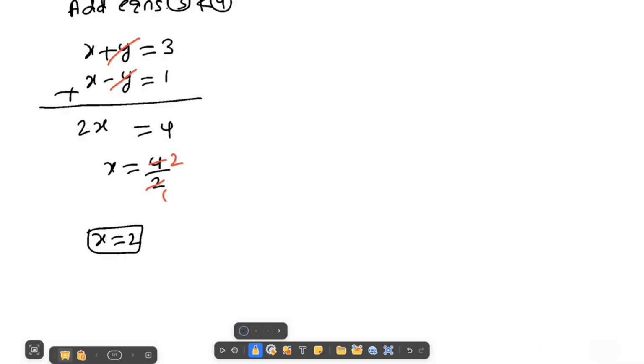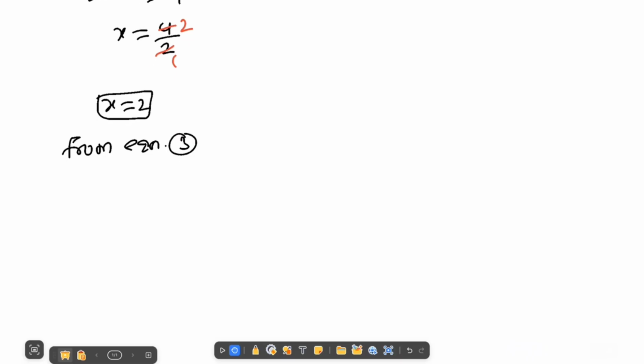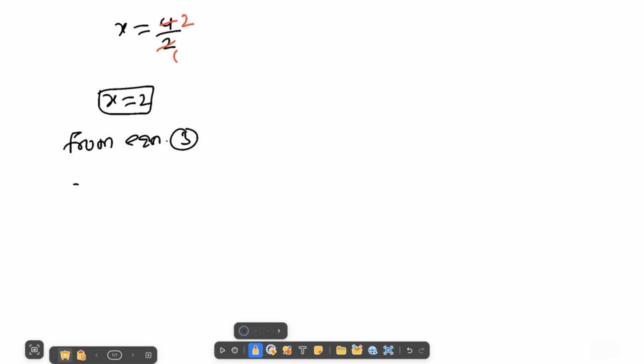Now substitute this x value 2 in equation 1 or equation 2. So from equation 3, x plus y is equal to 3. Here in place of x substitute 2. So 2 plus y is equal to 3. Send 2 to the right side. Now y is equal to 3 minus 2. So y is equal to 1.